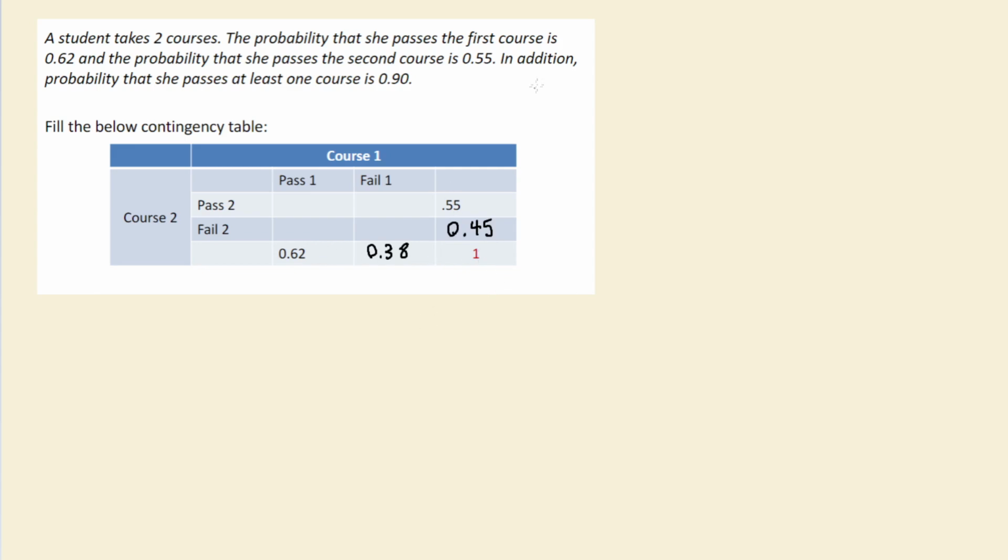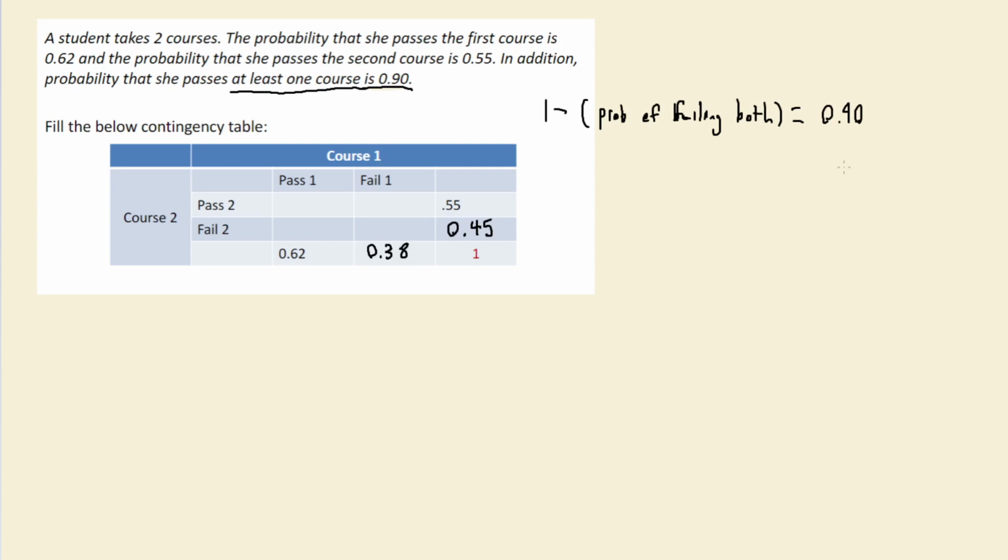And now, what else do we know? Well, we know from the problem that the probability that she passes at least one course is 90%. And so what does that mean? Well, what is the probability that she passes at least one course? That's going to be 1 minus the probability that she fails both courses, right? The probability of failing both. Because when she fails both, that's the only situation in which she doesn't pass at least one course. And so 1 minus the probability of her failing both is equal to 90%.